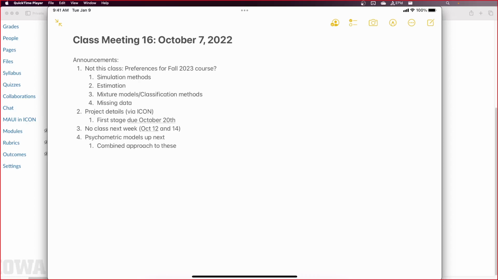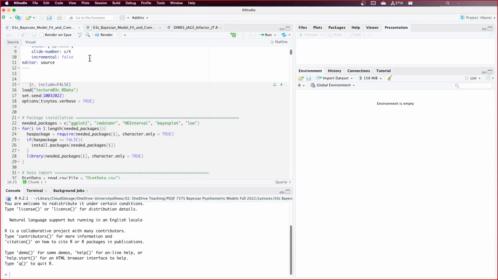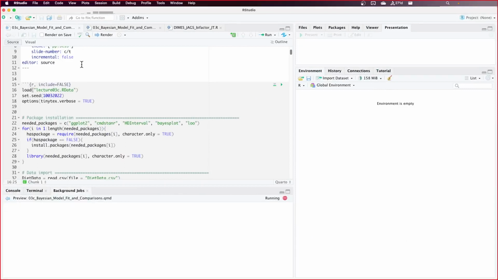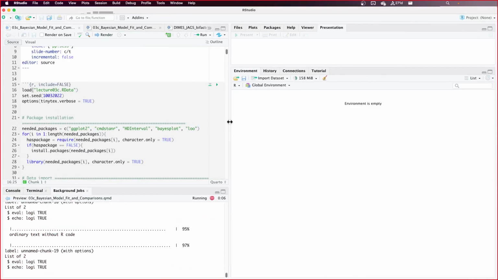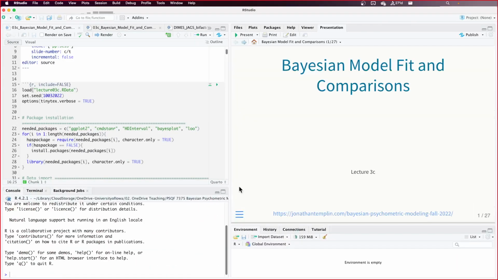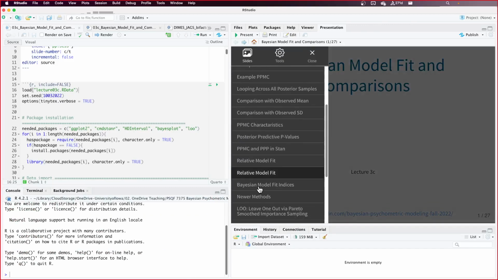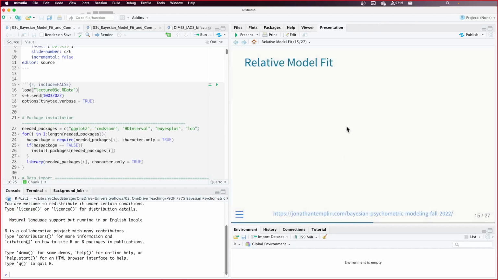Finally, you remember where I left off last time? I told you there's a cliffhanger. Do you remember that? Let's see, I should have compiled this earlier. But, there we go. I believe we left off talking about relative model fit.